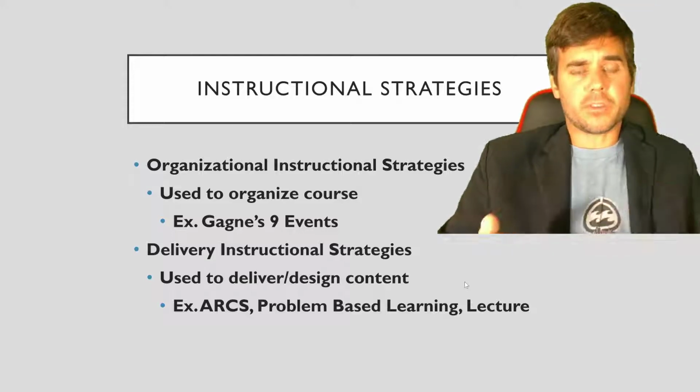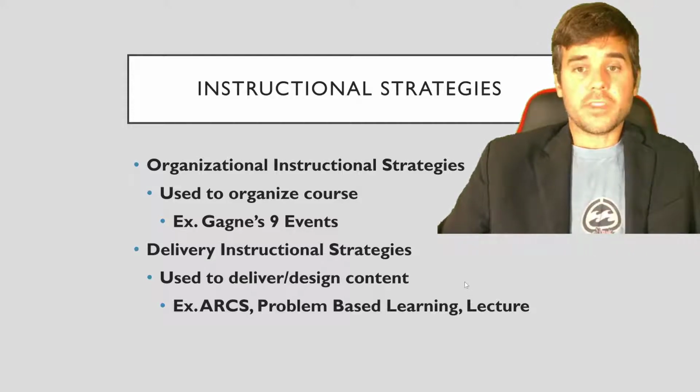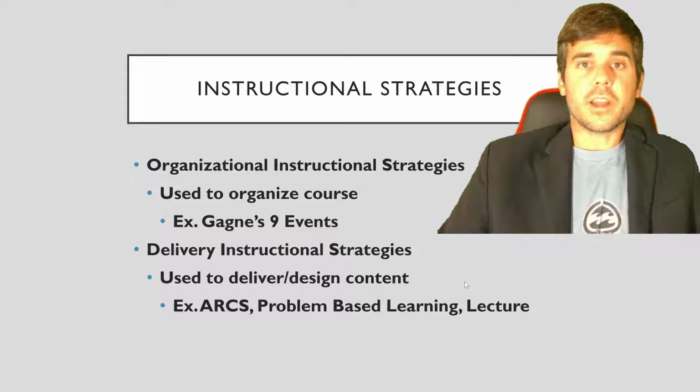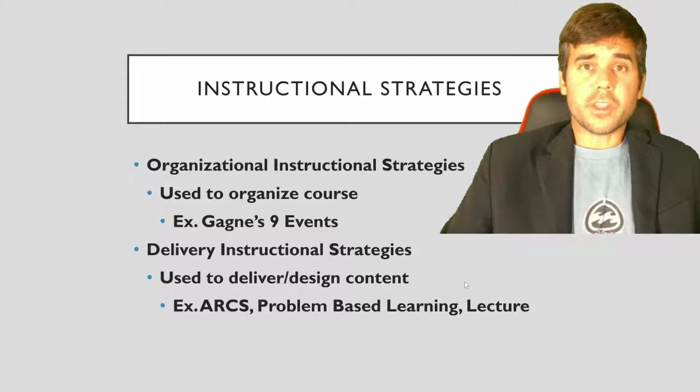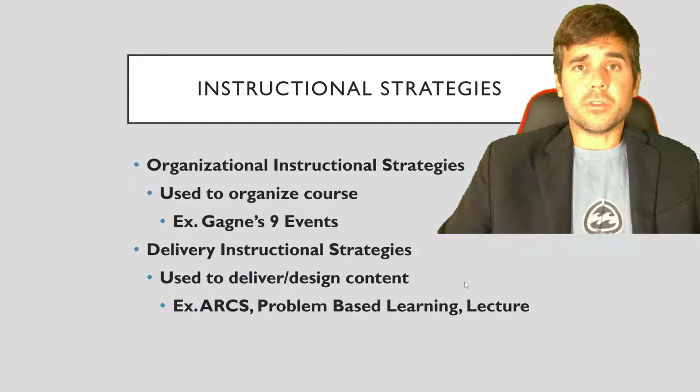You can see up here on the screen, I have organizational instructional strategies. These are used to organize the course. They're your skeleton, your outline. I have the example of Gagne's 9 events here, because that's the way I use it and the way I teach it: it's an organizational strategy. It doesn't tell me what I'm going to do with my content necessarily. It's more of a course guide. It almost doesn't matter if I'm doing a lecture or computer-based instruction, I can incorporate pieces of Gagne's 9 events to help me structure and organize my course. I'll show it on the next screen and talk about it.